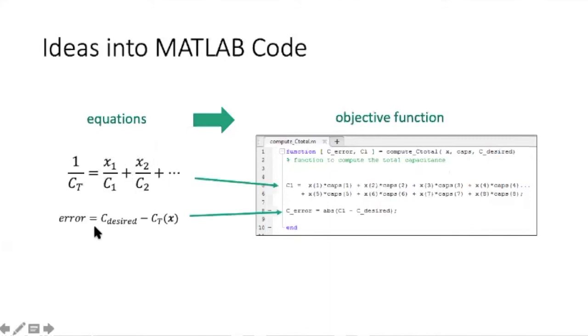And then the subtraction, finding the difference between what you actually calculated and what you want, is this line of code here. ABS is short for absolute value. So you want to get as close as possible, but you don't care if your estimate is above or below. And then when we eventually do this minimization, the first output, here you can see there are two outputs, this value, C error, is what will be minimized.